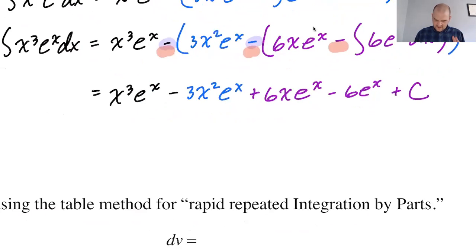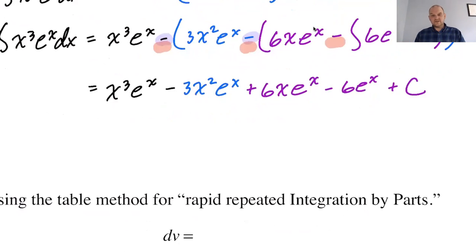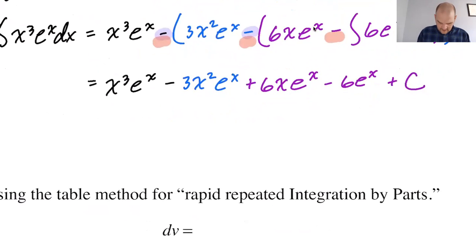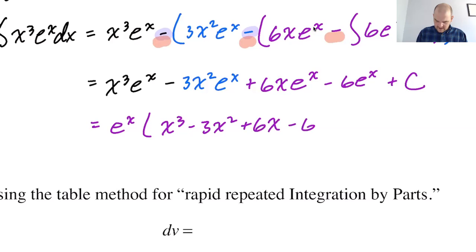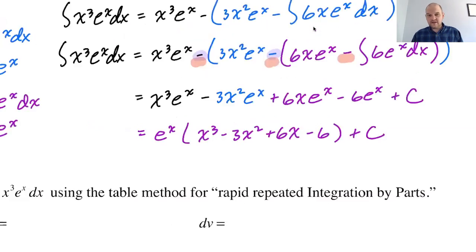Okay. So this, by the way, definitely factors. You take e to the x out, and we'll have x cubed minus 3x squared plus 6x minus 6. I like the way that it alternates. That makes me feel like I probably did it right.